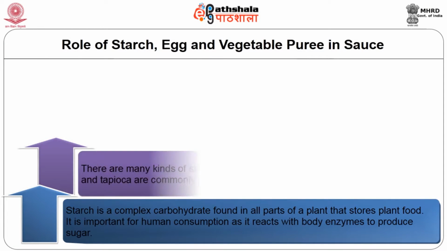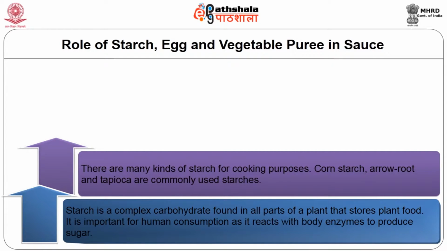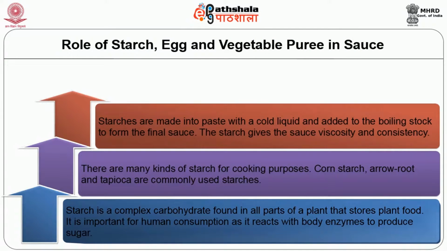There are many kinds of starch for cooking purposes. Cornstarch, arrowroot flour, tapioca and so on are commonly used starches. Starches are made into a paste with a cold liquid and then added to the boiling stock to form the final sauce. The starch gives the sauce its viscosity and consistency.